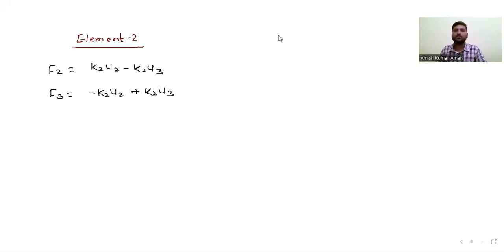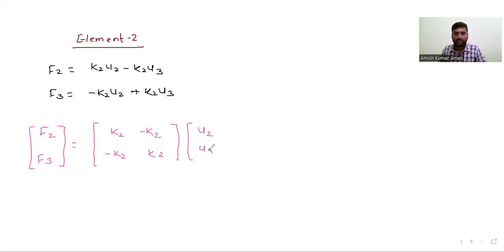From here, what we are going to get is the matrix, F2 and F3. This F2 and F3 will be equal to K matrix. K matrix will be again K2, minus K2, minus K2 and K2, into U2 and U3. Let us take this as equation number 2.